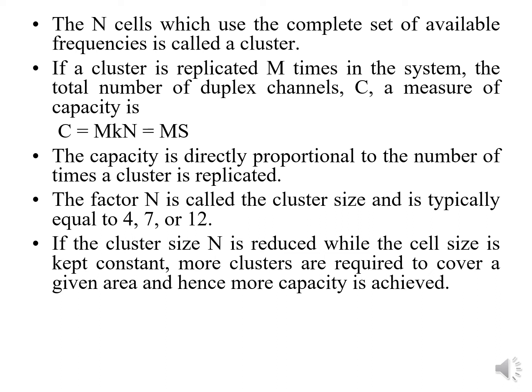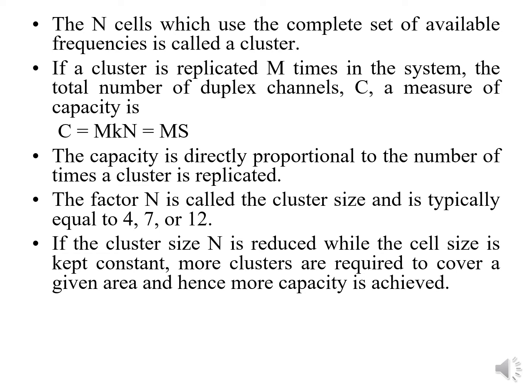If a cluster is replicated m times in the system, the total number of channels, C, which is a measure of the capacity, is given by C equal to mKN, which is further equal to mS. The capacity is directly proportional to the number of times a cluster is replicated. The factor N is called the cluster size and its values are typically 4, 7 or 12.